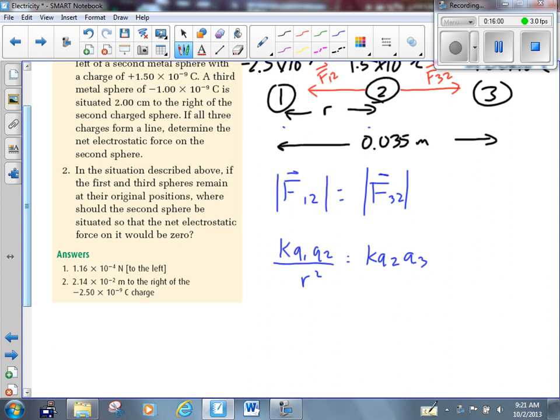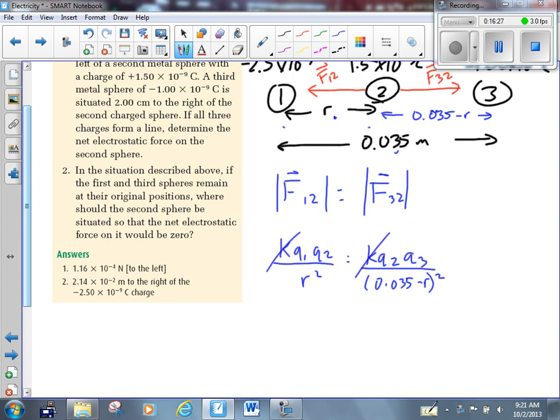Tell you what I'm going to call it, though. I'm going to call it 0.035 minus R. Because if you think about it, this distance right here has to be 0.035 minus R if this is 0.035 and this is R. Does that make sense? Okay, is that what he did yesterday?